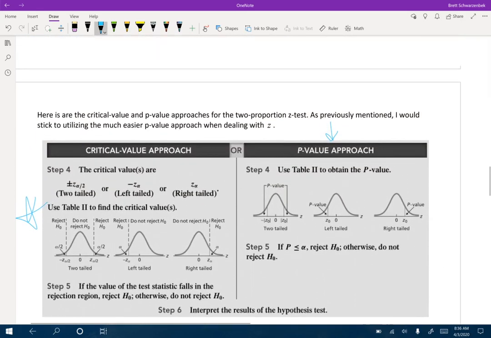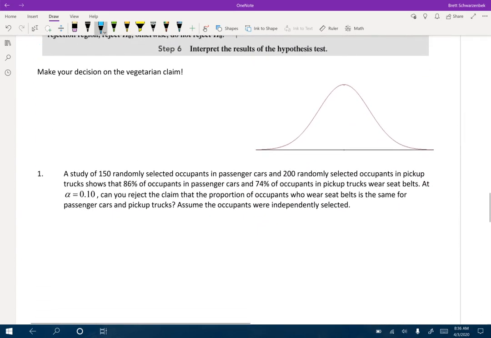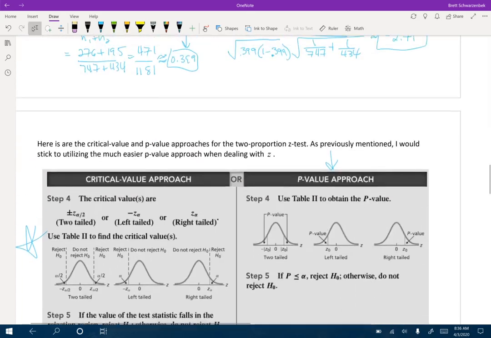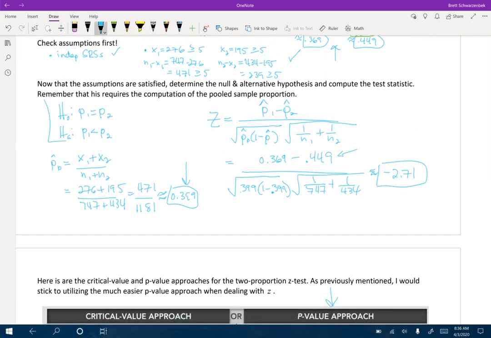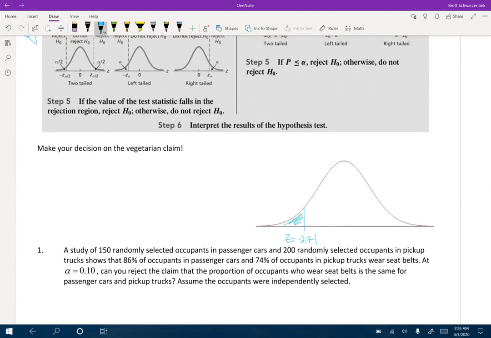Remember that our value was z equals negative 2.71. So very simple, we can throw that in our chart. Remember, this is a left-tailed test. So just looking at it here, remember this is left-tailed, so all we care about is this area right here. And this is going to be our p-value.